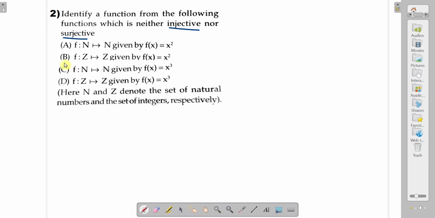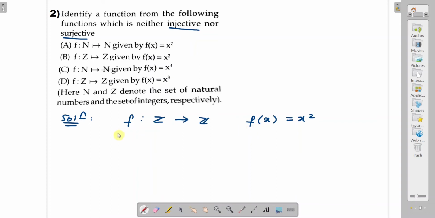Now you have to select the most correct options which you feel. So let us look at the function which is the function B there. f from Z to Z, which is defined as f of x equal to x square. We have to find the function which is neither 1-1 nor onto.